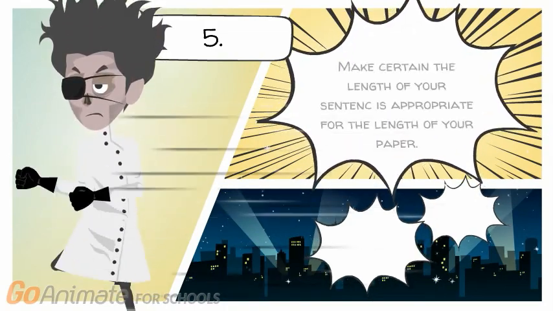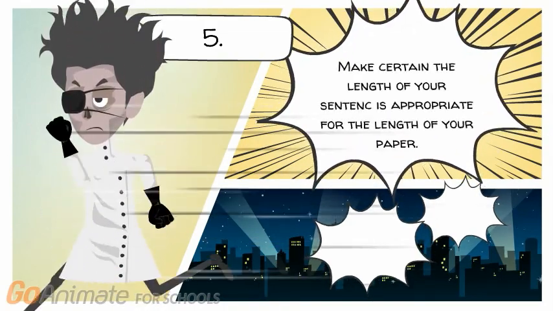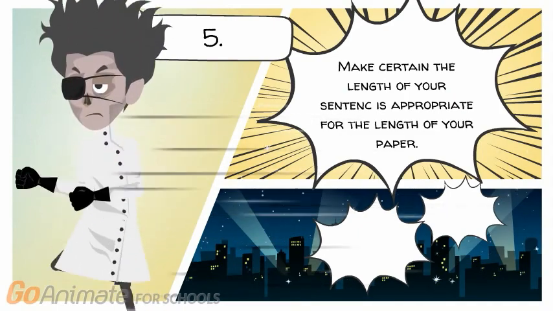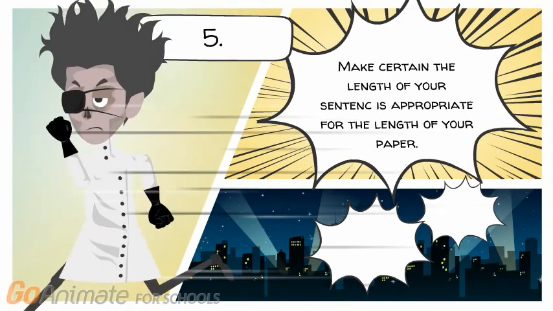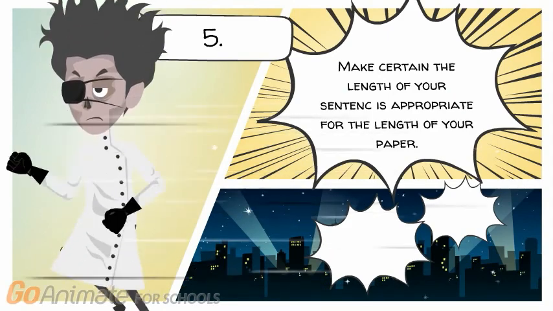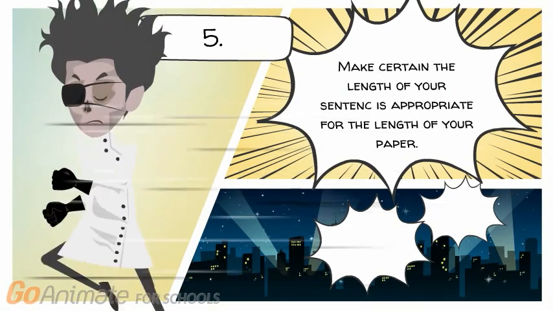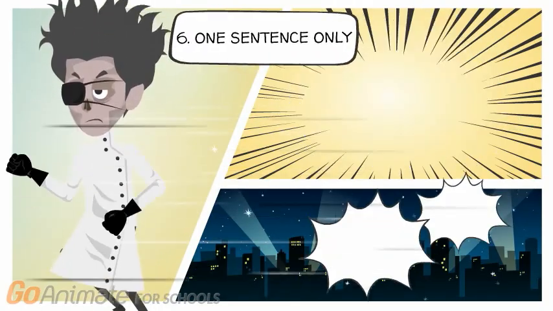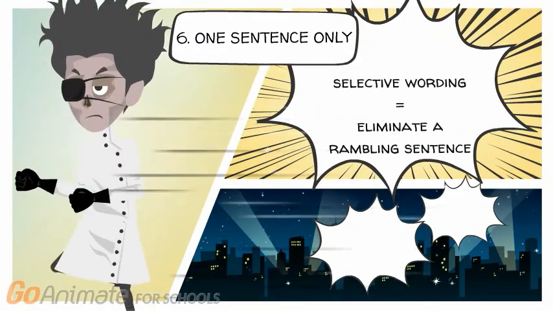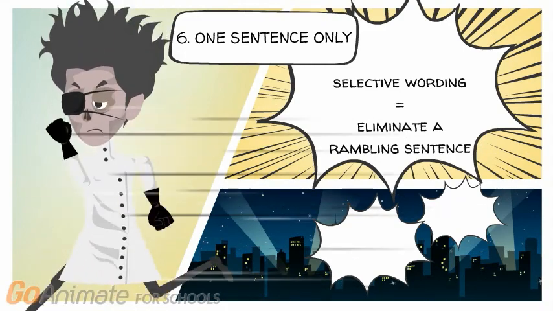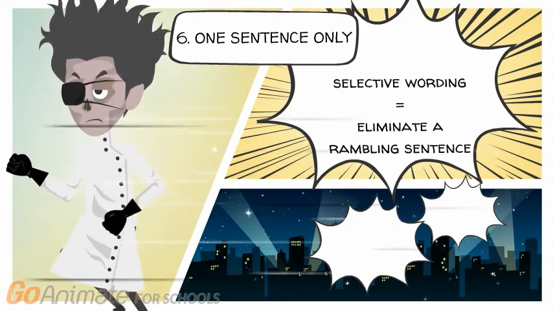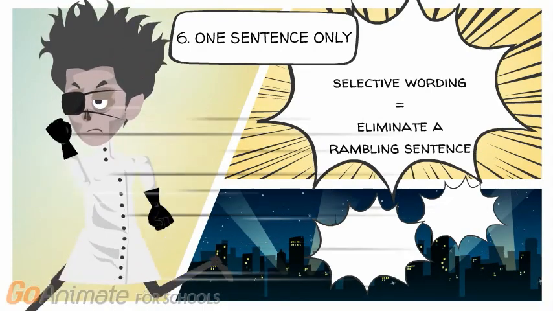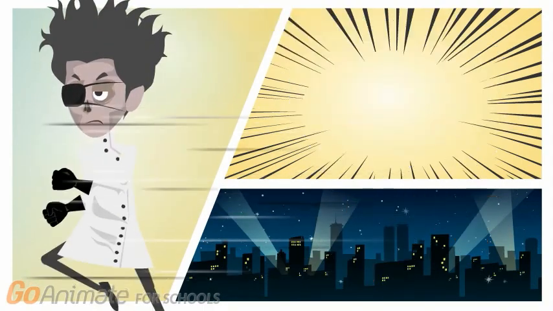Make certain the length of your sentence is appropriate for the length of your paper. A 45-word thesis statement is too long for a 600-word essay. Your introductory paragraph should not consist only of a thesis. This paragraph introduces your thesis as well as the entire essay. The thesis statement should be one sentence only. A compound sentence is okay, but do not make it merely a string of independent clauses. Selective wording will eliminate a rambling sentence.